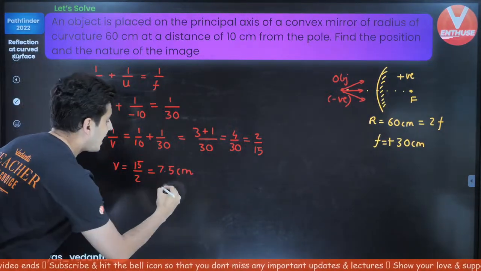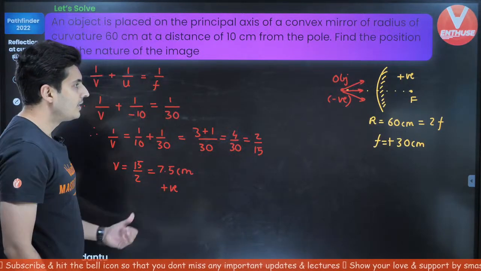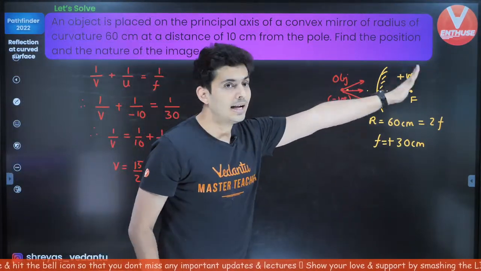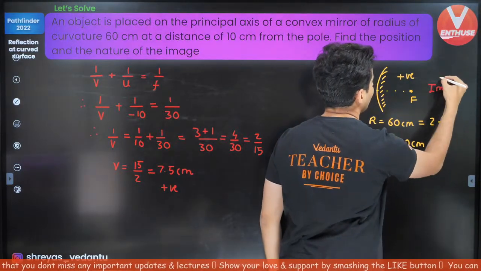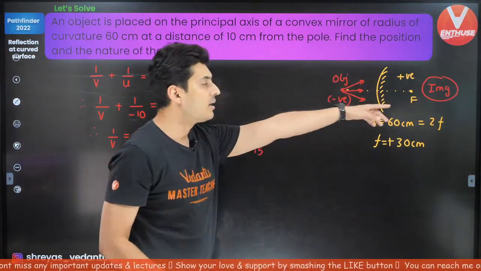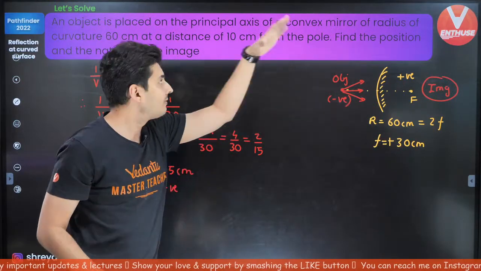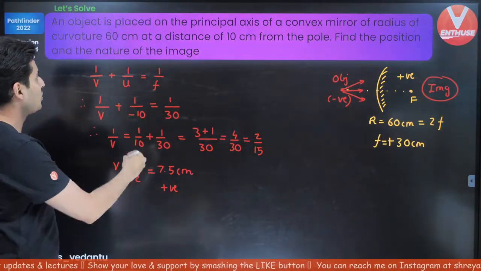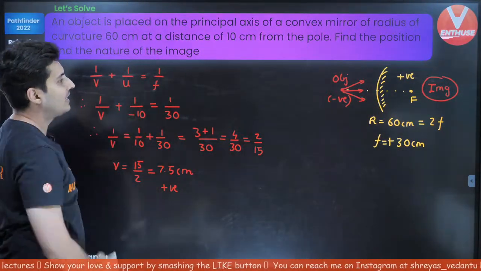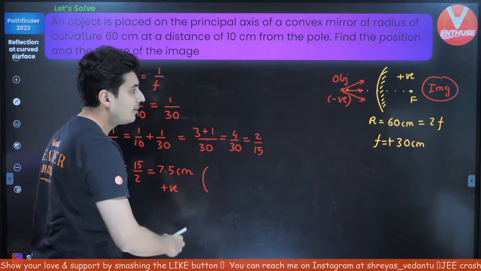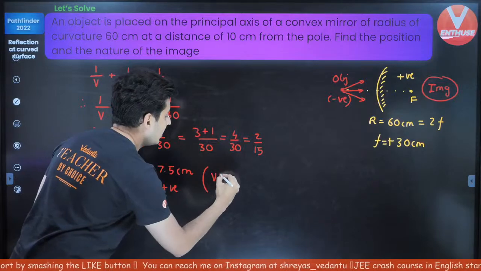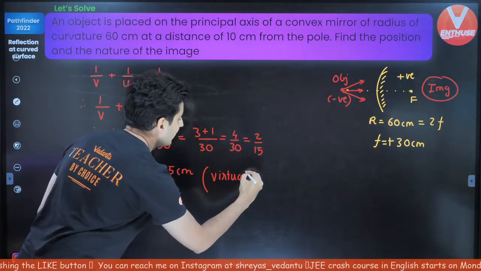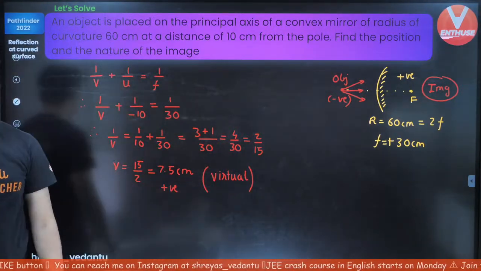Now since the answer is positive, that means the image will be formed somewhere over here. And if the image is formed over here, what kind of image will it be? Will it be real or virtual? Because we have been asked what is the nature of the image. Think about it. If it is formed behind the mirror, it will be virtual in nature. So that's it. We have got it.